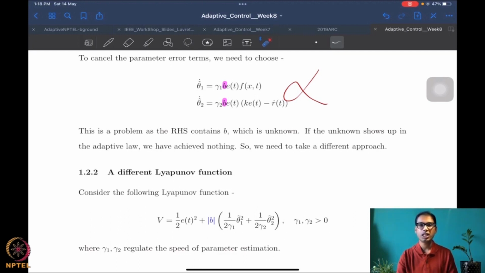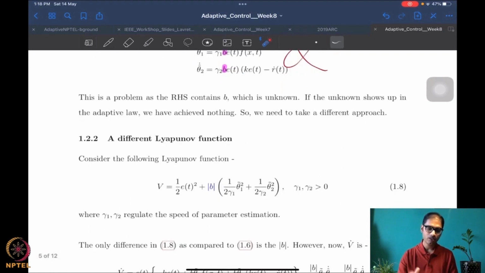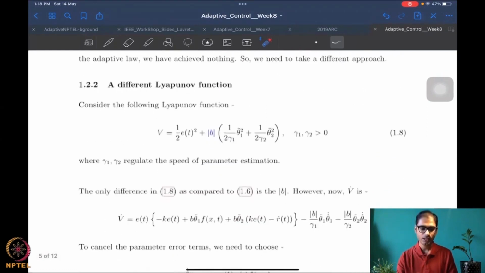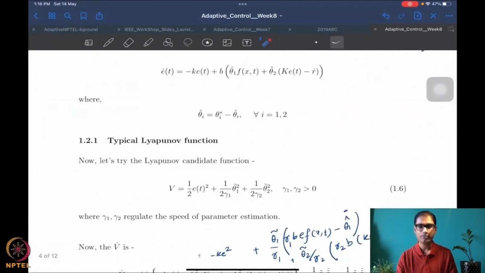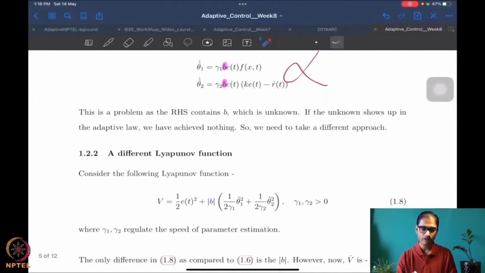The modification is not in the control law, which is still the certainty equivalence control law. So we don't make a change there, but we have to make a change in the Lyapunov function, right? Here we had chosen a Lyapunov function which was very much motivated by how we have been doing things until now, with just a quadratic term and adaptation gain here. But now we have to do something different. We actually have to introduce an absolute value of b here.